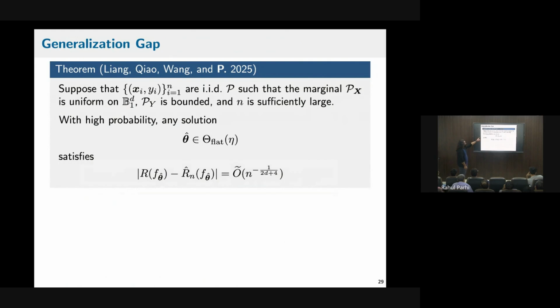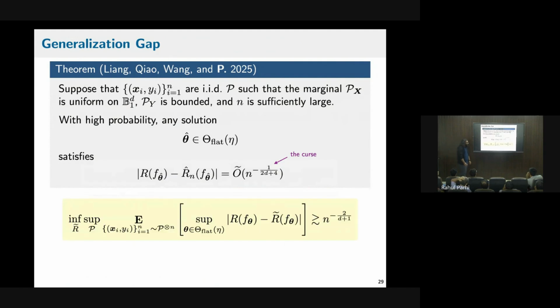So let's suppose we have xy pairs coming IID from some distribution P. And now I'm going to put assumptions on the x marginal. So let's suppose that the x marginal is now uniform on the unit Euclidean ball. And again, let's just have the y marginal have bounded support. Then for n sufficiently large, you can show that with high probability, any solution that lives in this flat class is actually going to satisfy this bound right here. So we have n to the minus 1 over 2d plus 4. The d in the denominator of the exponent is precisely the curse of dimensionality.